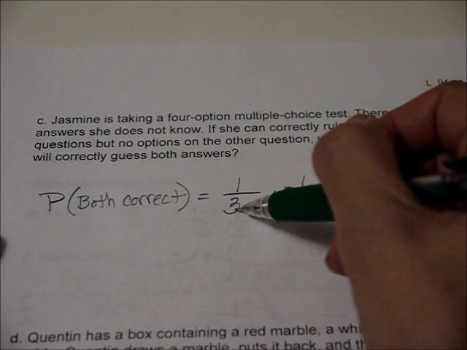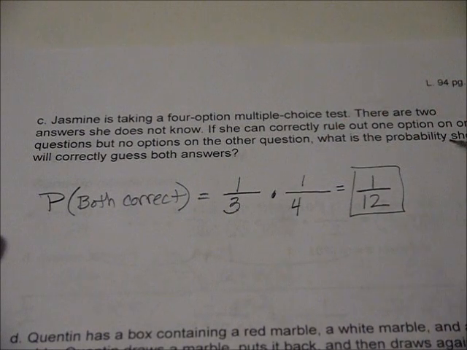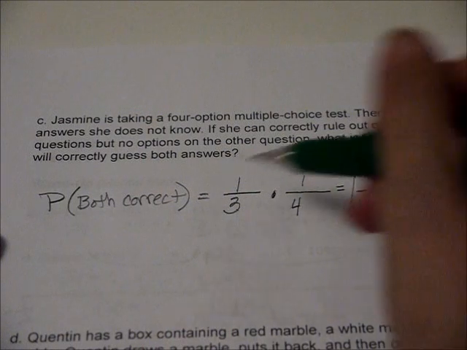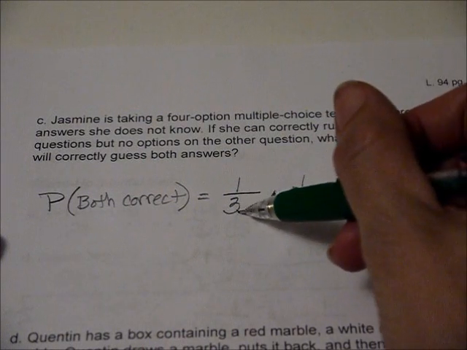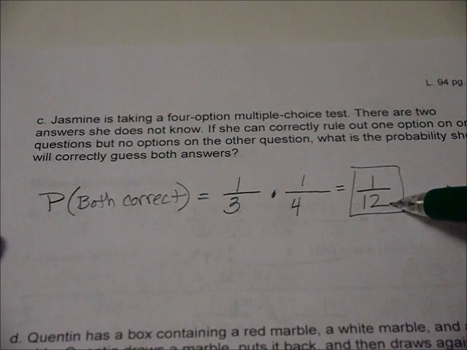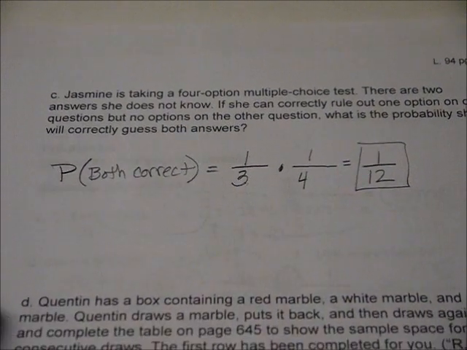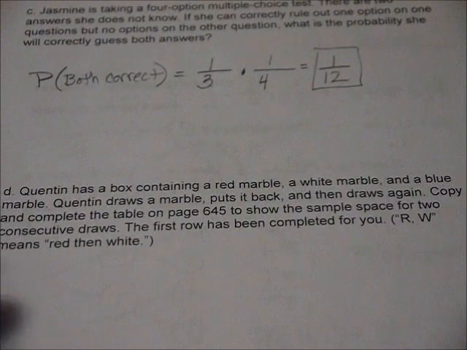It helps when you can rule out an option or 2. Let's say we could have ruled out 2. It would have been 1/2 times 1/2, which is 1/4. So it helps to rule something out, it gives you better probability.